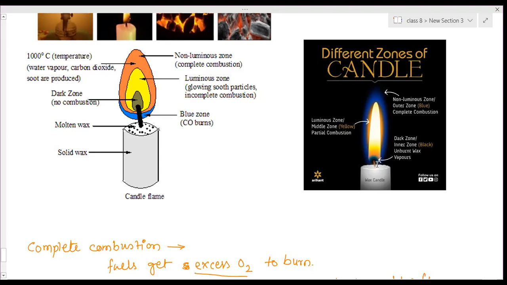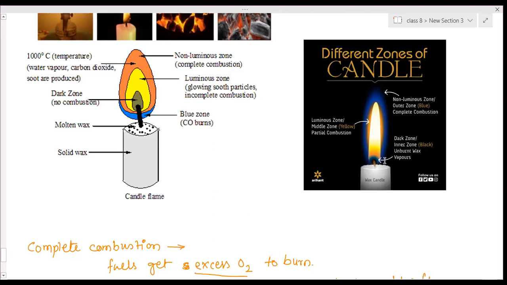One more layer is present in the lower part. Near the wick, the lower portion is also called the blue zone. The lower portion of the wick has a blue color, where the carbon monoxide, produced due to incomplete combustion, keeps on burning on the lower side. That is called the blue zone. Carbon monoxide is burning in that area, the lowermost light blue shade.